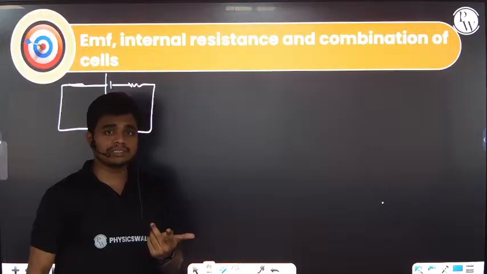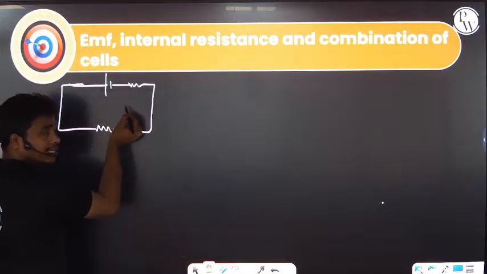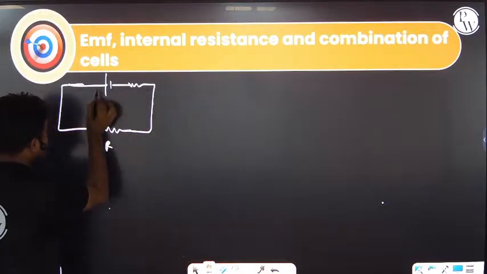What is the terminal potential difference? When we connect this particular battery with an external resistance R, then current will start flowing through this.